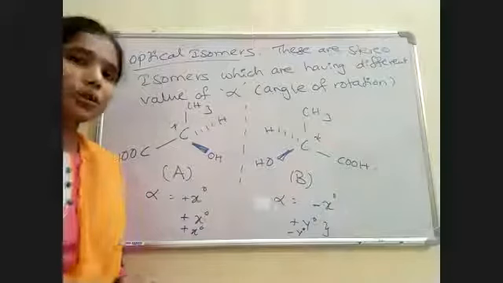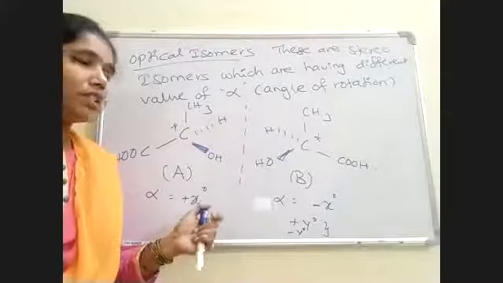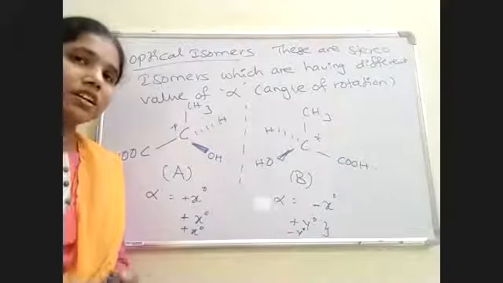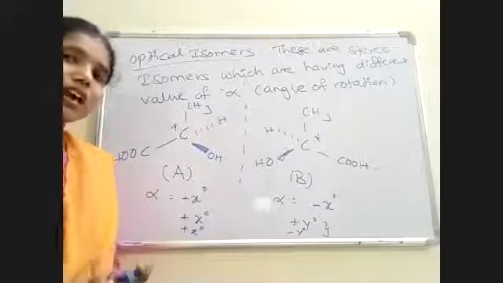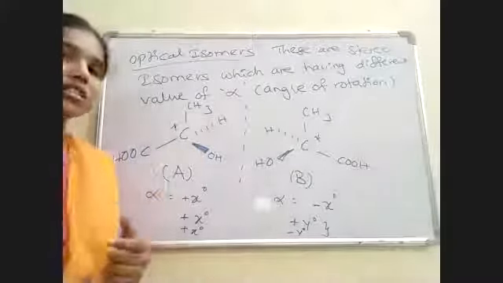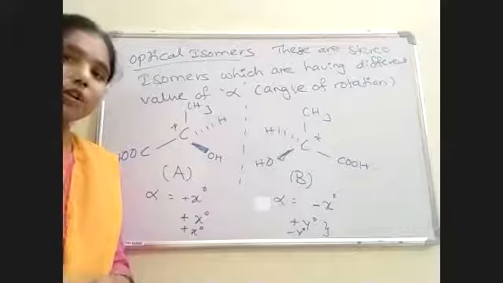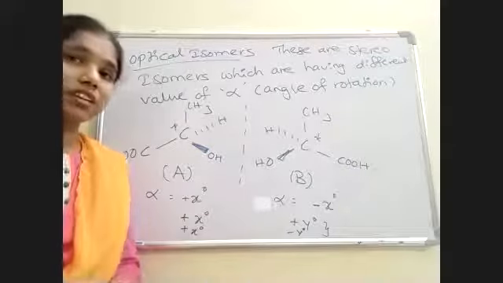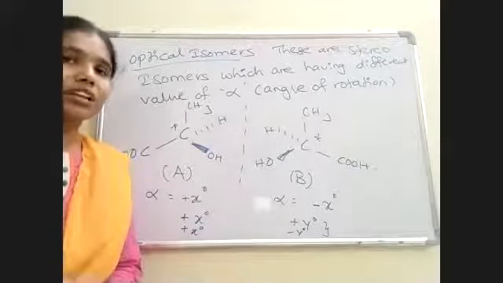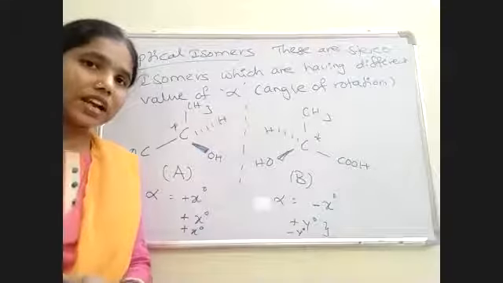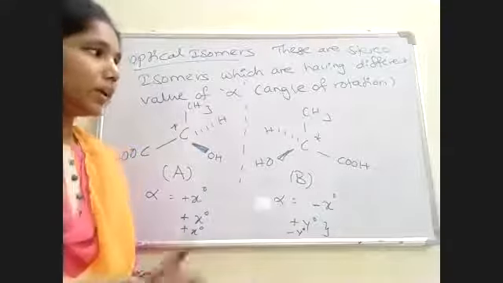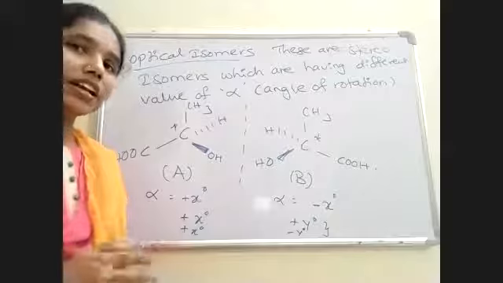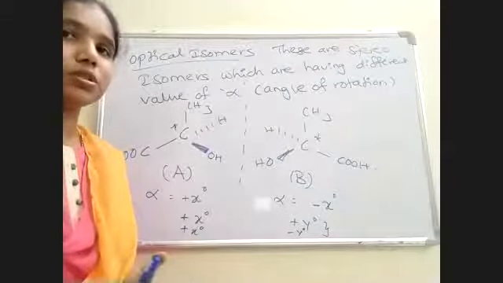So let us stop today's class, children. We will learn in the next class the RS nomenclature, how to find the stereoisomers in a given set of molecules, and the criteria for optical activity. I hope you understood the class today. Prepare the notes well and study, and also study the textbook. Thank you.